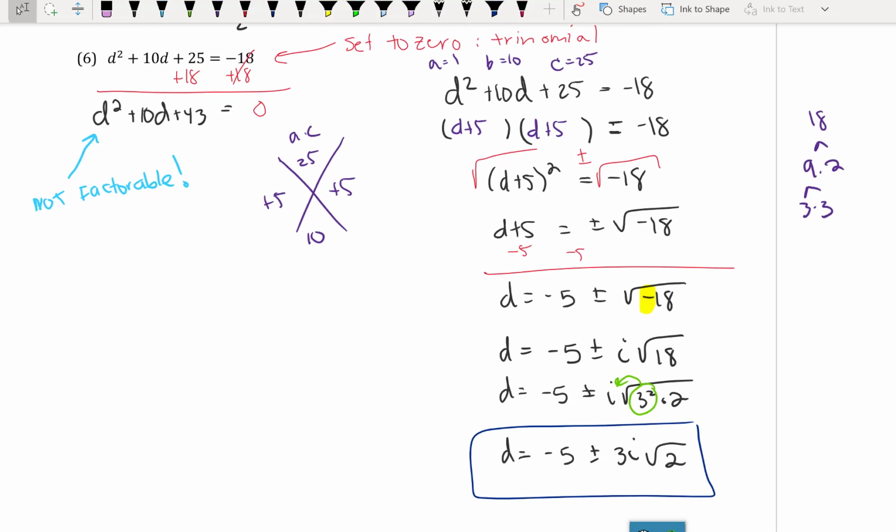So usually when we try to factor things, we really want it to equal 0. But in this particular case, because we're using the square root property, we wanted a square on one side of the equation, and I was able to square root both sides. And that's how I ended up getting my answer.